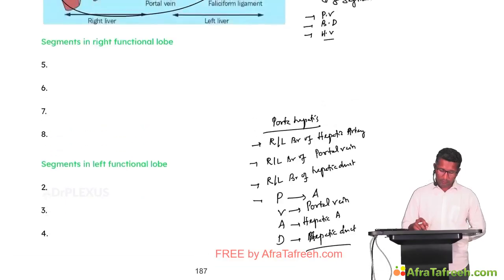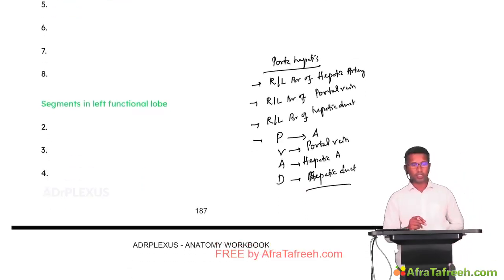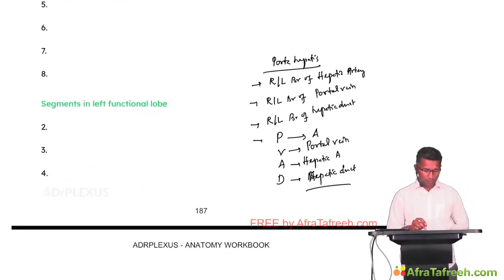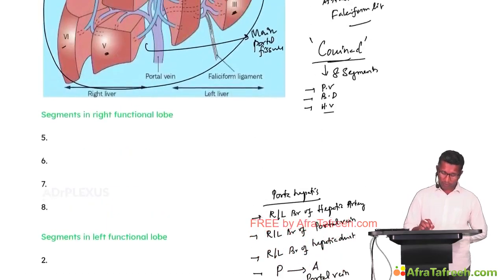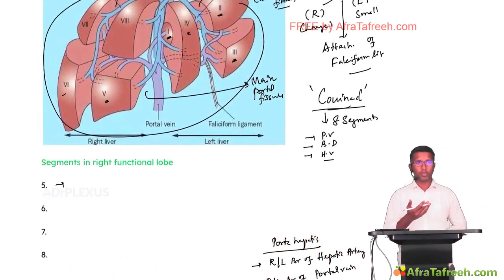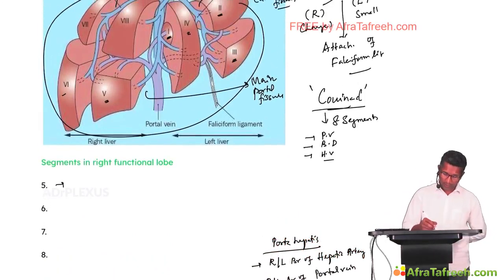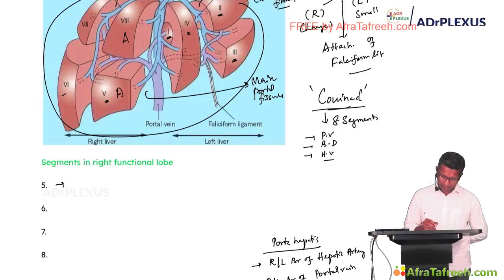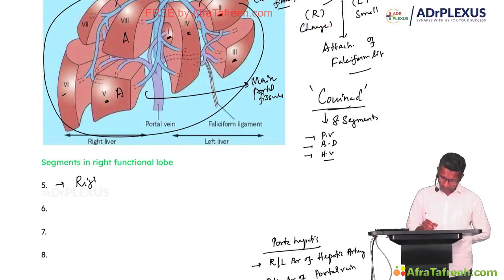This is about the functional lobes. So functional lobes, you can name them, so that is what the numbers are given here. So this is called the 5th. You can keep this as the anterior segment. So this is anterior segment and this is anterior segment. This is present on the right side, so this is right. So this is the 5th one.